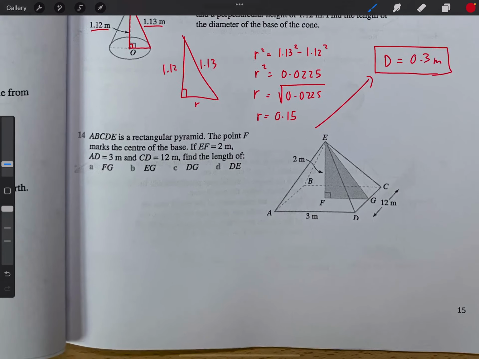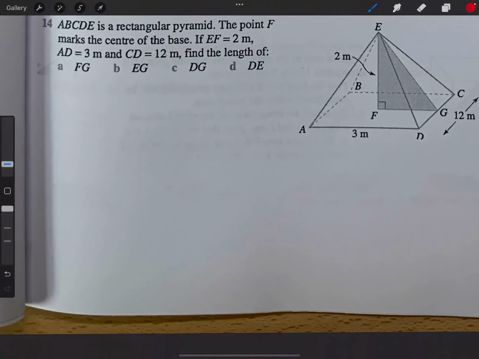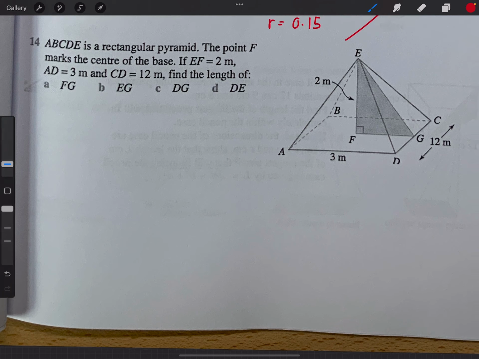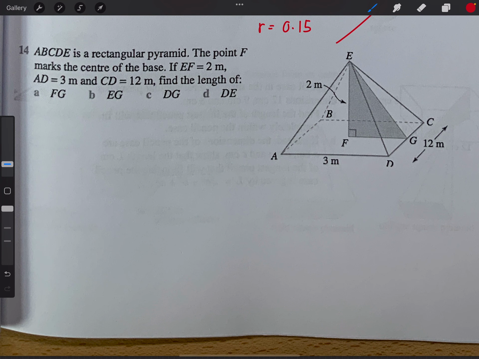Right, next one, question 14. ABCDE is a rectangular pyramid. The point F marks the center of the base. If EF equals 2 meters, AD is equal to 3 meters and CD equals 12 meters. Find the length of FG. FG, if we have to find this length here.